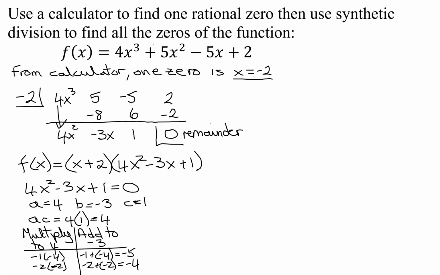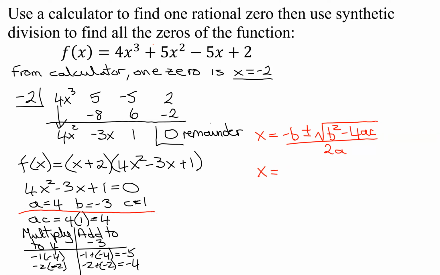And remember, the quadratic formula is x equals negative b plus or minus the square root of b squared minus 4ac, that's all under the radical, all divided by 2a. So now I'm just going to use these numbers I've already found. So x equals negative b. B is negative 3, so it's the opposite of negative 3, plus or minus the square root of negative 3 all squared minus 4 times a, which is 4, times c, which is 1, all divided by 2 times a, which was 4.